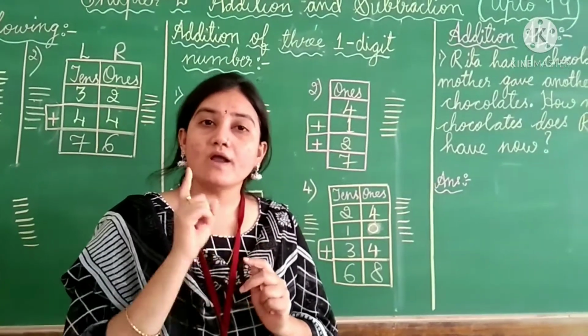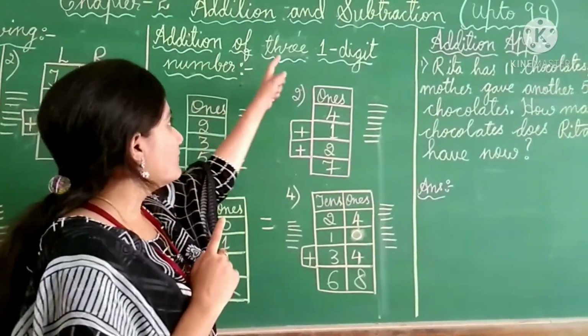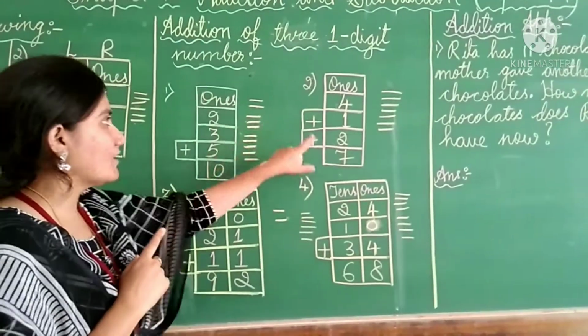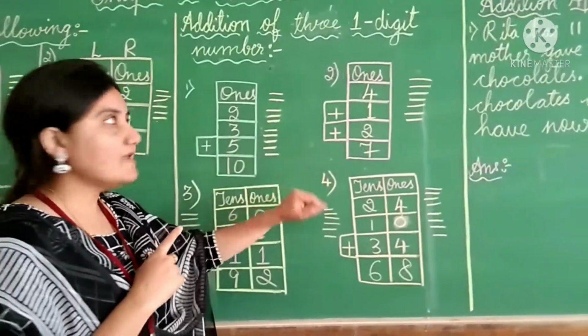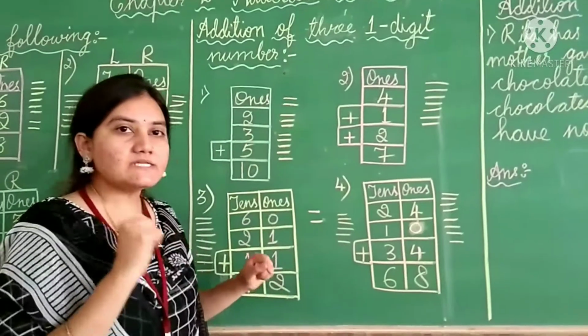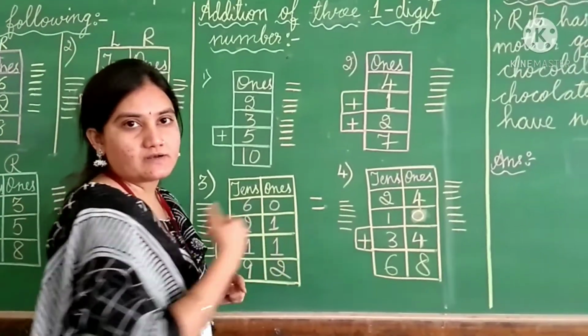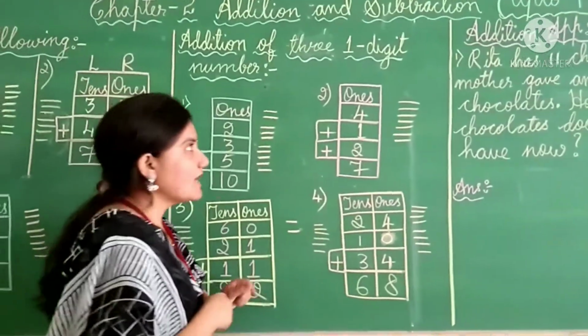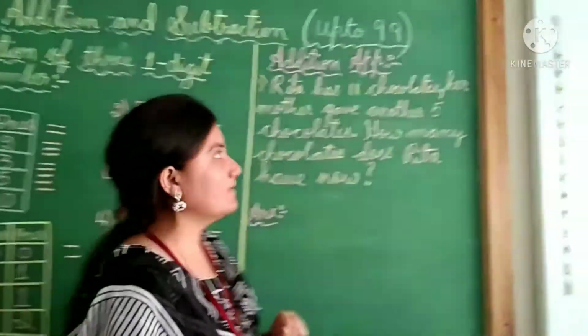Addition of 3 1-digit numbers means this is the method. Only ones will be there. Whereas addition of 3 2-digit numbers means these are 2 digits, children. Got it? So next we will move to the addition word problem.